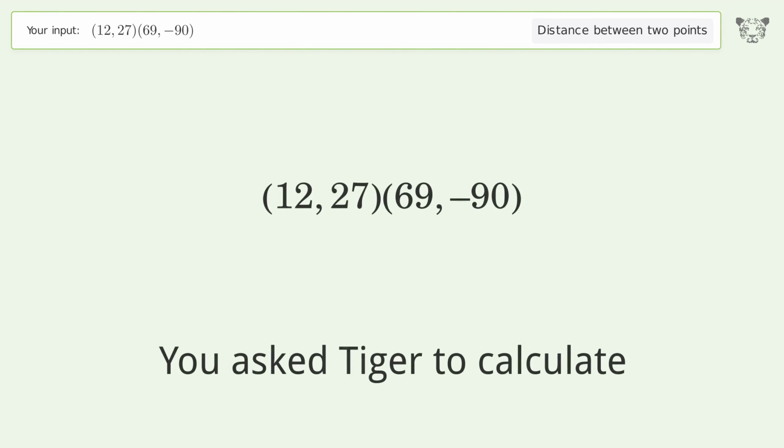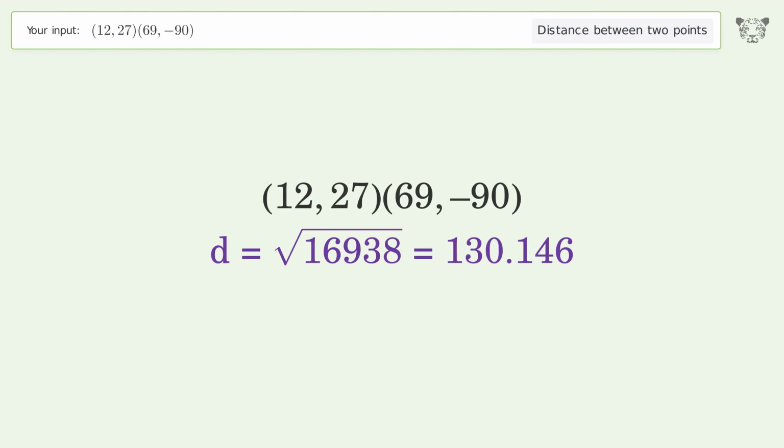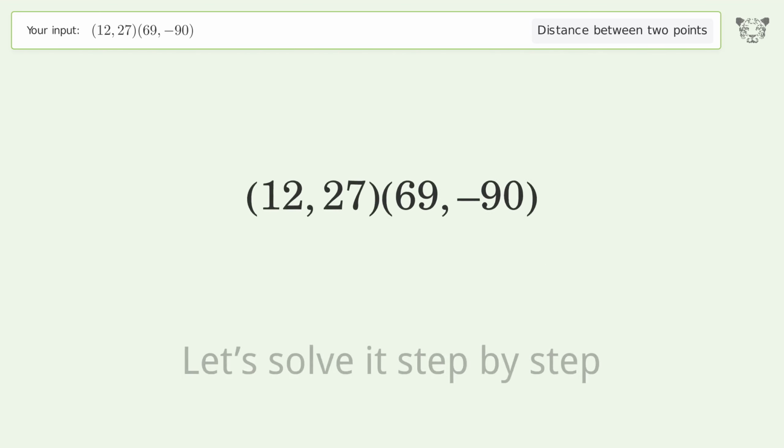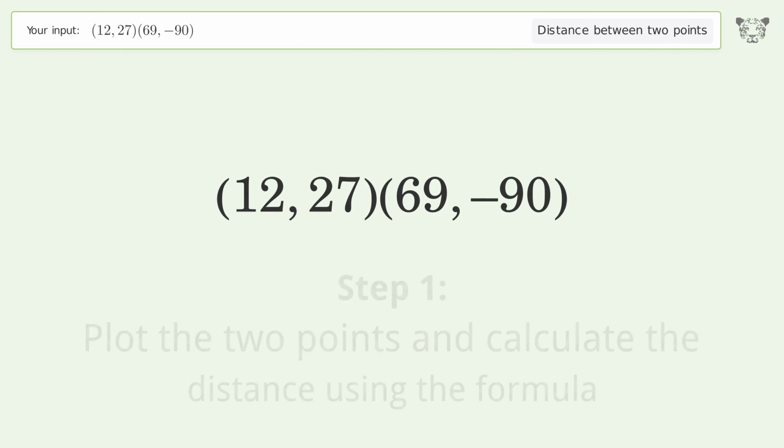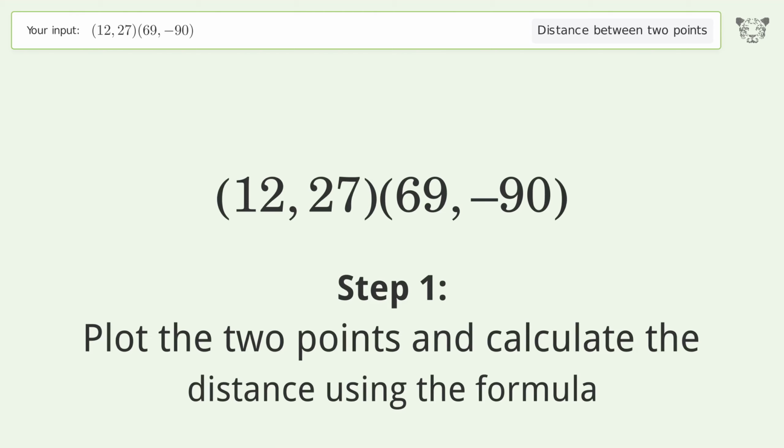You ask Tiger to calculate. This deals with the distance between 2 points. The distance between the 2 points is the square root of 16,938, or 130.146. Let's solve it step by step. Plot the 2 points and calculate the distance using the formula.